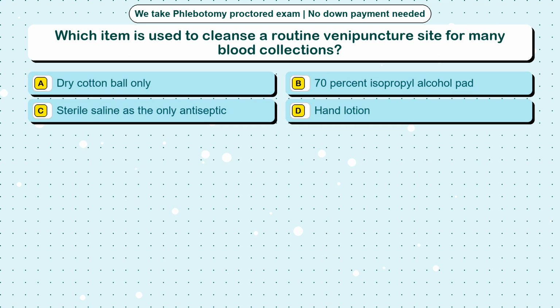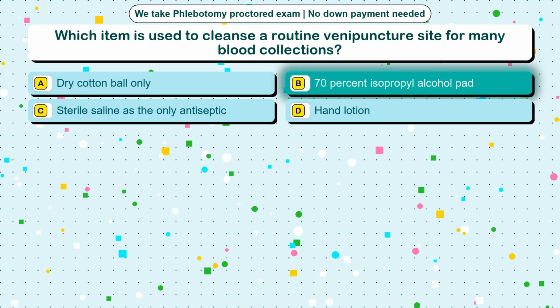Question 44. Which item is used to cleanse a routine venipuncture site for many blood collections? Option A. Dry cotton ball only. Option B. 70% isopropyl alcohol pad. Option C. Sterile saline as the only antiseptic. Option D. Hand lotion. The correct answer is option B.